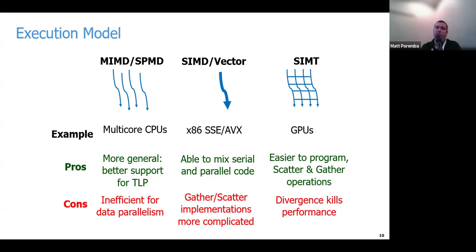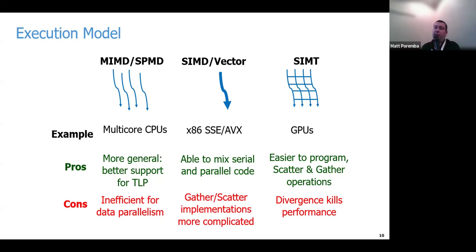SIMD, or vector parallelism, is different in that instead of having many small threads, it's kind of like we have one big thread, which is what that arrow here is showing. And because we have this one thread that's accessing a whole bunch of data in parallel, the pro is that we can usually integrate it into existing AMD, Intel, x86, IBM, ARM, etc. They all have vector support in their CPUs, and that allows us to mix serial and vectorized or parallel code in the same CPU program. The con, though, is that when you need to communicate between the pieces of data in these threads, for example, doing things like gather and scatter, those implementations are going to be very complicated.